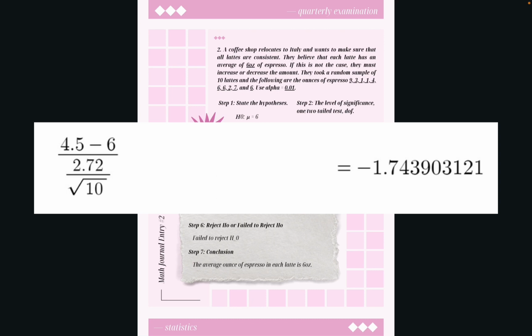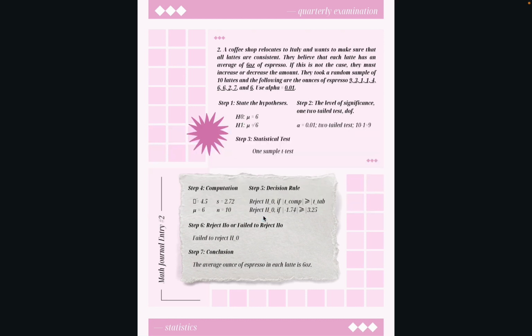Now to get the answer that we are really looking for, we are going to proceed to the other formula and use the data that we got. So 4.5 minus 6 over 2.72 over square root of 10 is equal to negative 1.74.